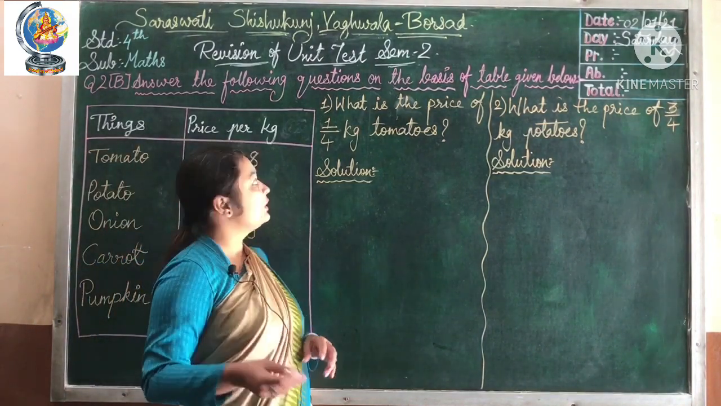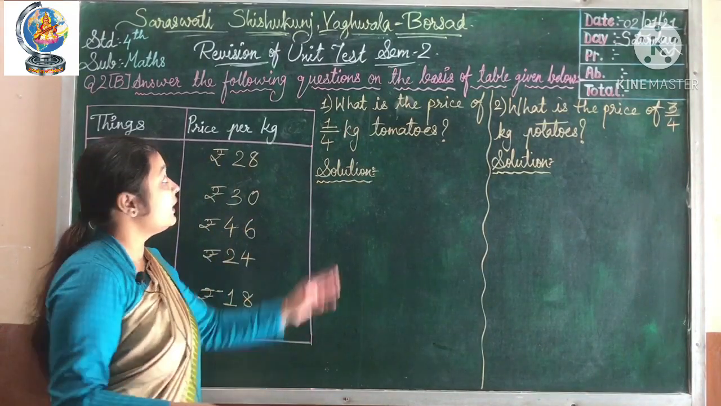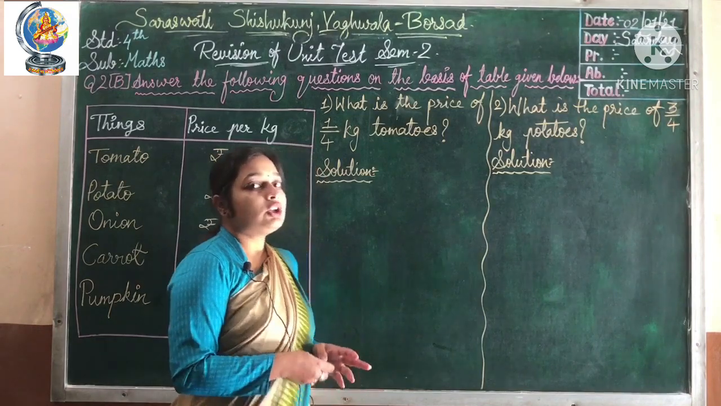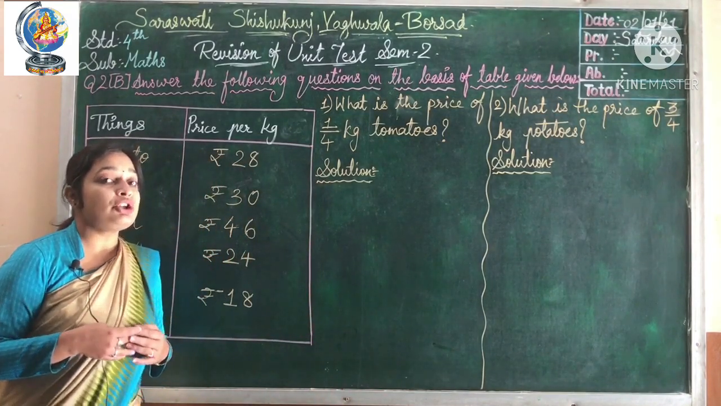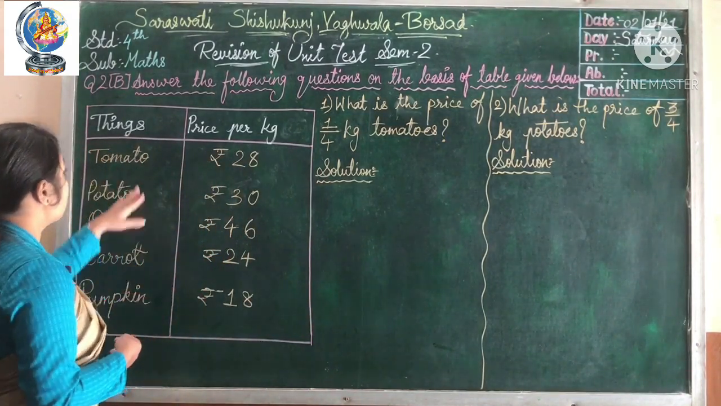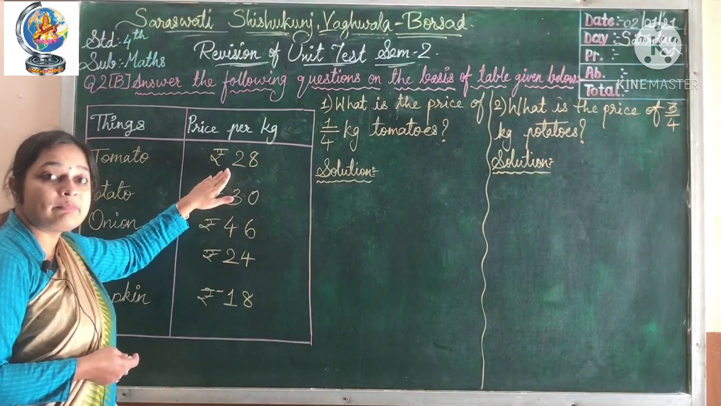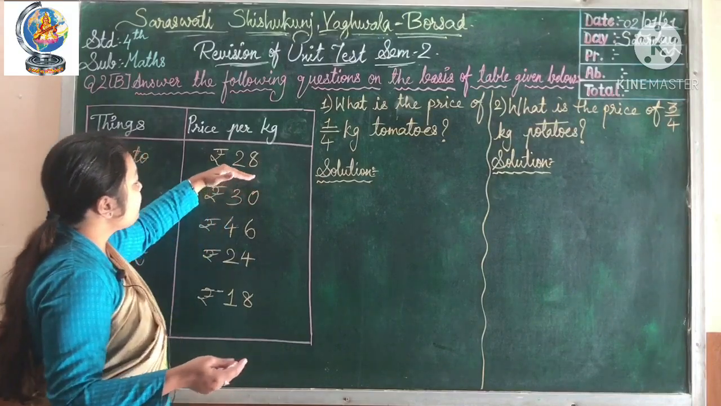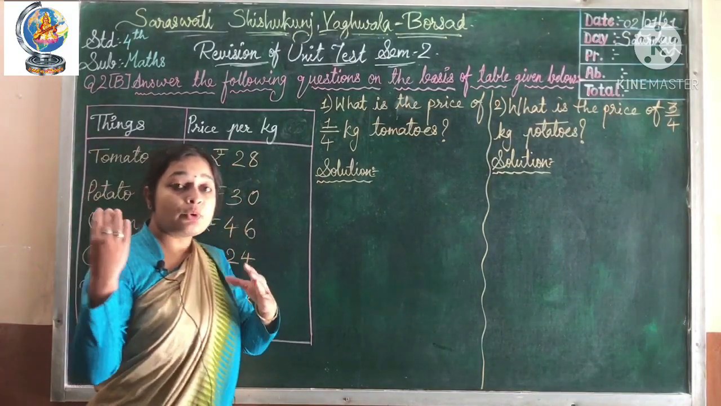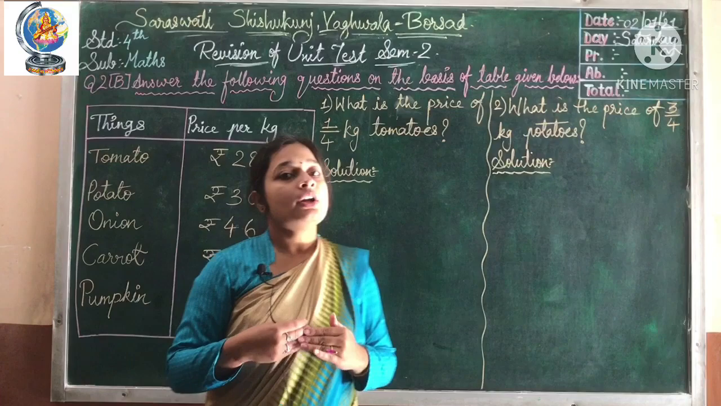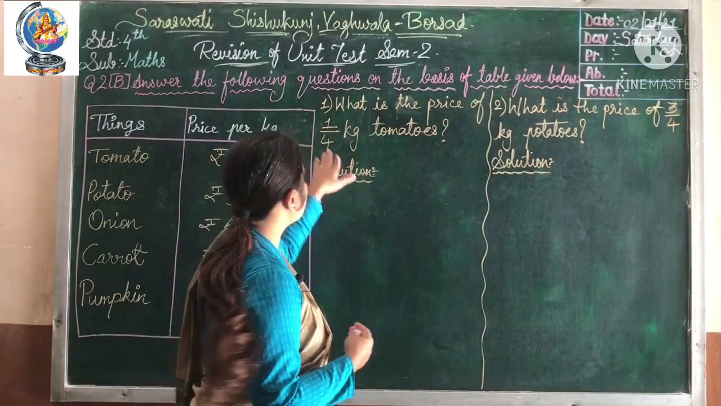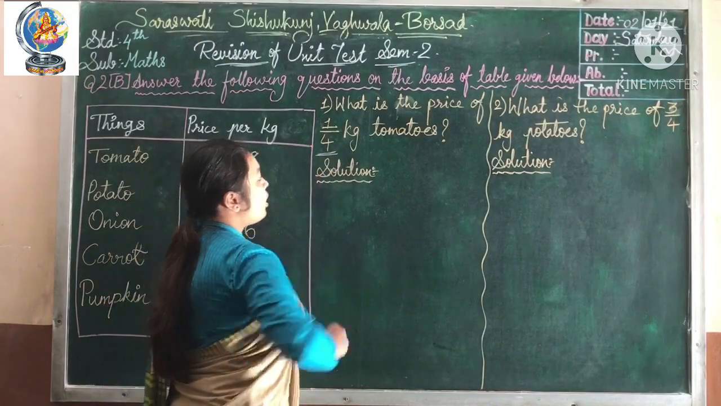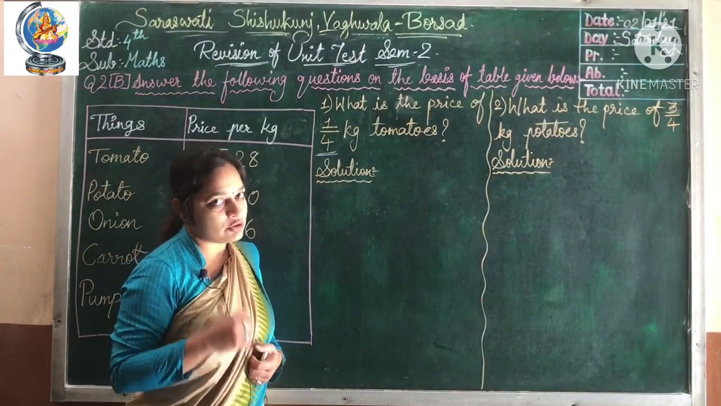So let's see the first question, what is the price of 1/4 kilogram tomatoes? Look, the price is already given to you for 1 kilogram. What is the price for the 1 kilogram? That's 28 rupees. Okay. So one price is here, and the portion for which you need to find the price is given to you in the question here. Fine. So you have to find the price of 1/4 kilogram of tomatoes.